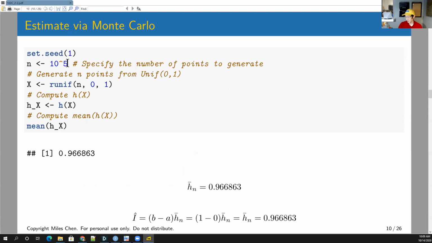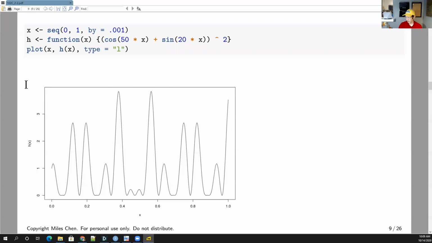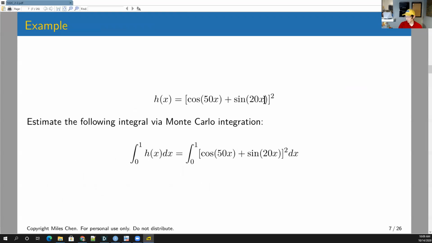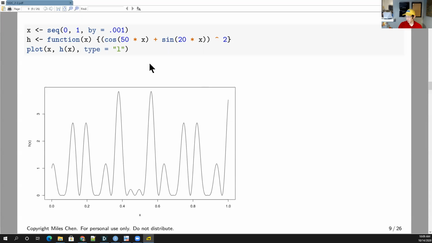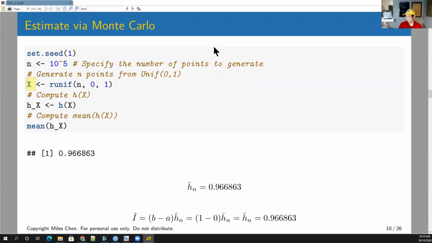And so this is how I did it. I generated 100,000 numbers, 10 to the 5, from the random uniform. I apply the function h to all of those random uniform values, right? So h is just cosine of 50x times sine of 20x squared, which is what we said this function is. Okay, so I have the function plugged into the program, and that gives me all of the h of x values here.